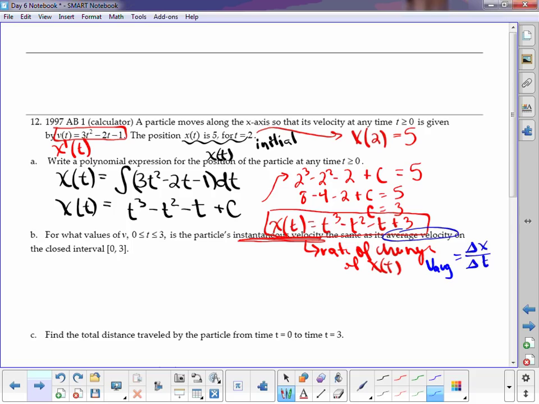Kind of have to go back a step. Your average velocity is change in position over change in time. Think about velocity, miles per hour. How many miles have you traveled in a certain amount of hours? Position over time. Okay, so we want our instantaneous velocity to be the same as my average.